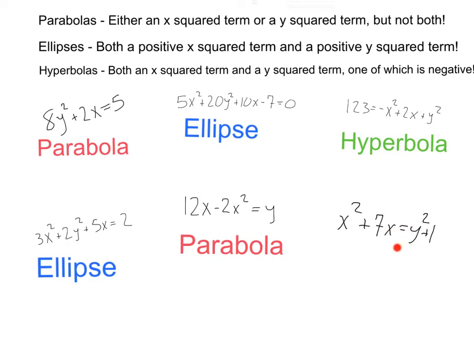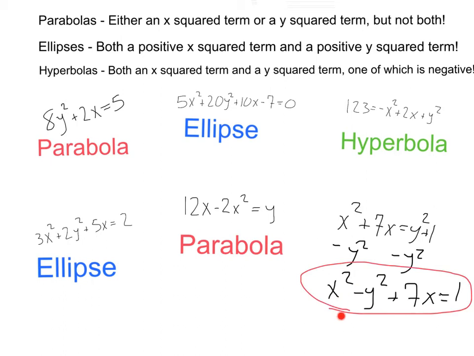might think ellipse. But in standard form, we always need these squared terms on the same side. So what we'd have to do here is subtract y squared from both sides. Doing that, we'd actually get x squared minus y squared plus 7x equals 1, and a positive x squared term with a negative y squared term, which means instead of an ellipse, this will be a hyperbola.